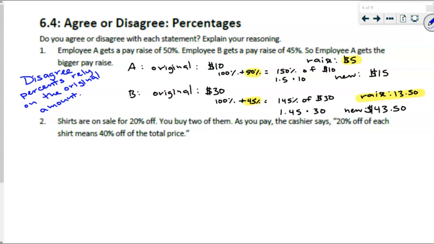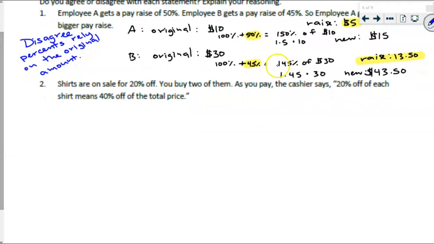Okay, with that in mind, let's answer this next question. Shirts are on sale for 20% off. You buy 2 of them. As you pay, the cashier says 20% off each shirt means 40% off the total price. Do you agree or disagree? Discuss with your tables.